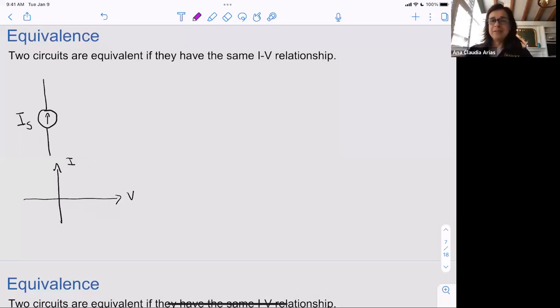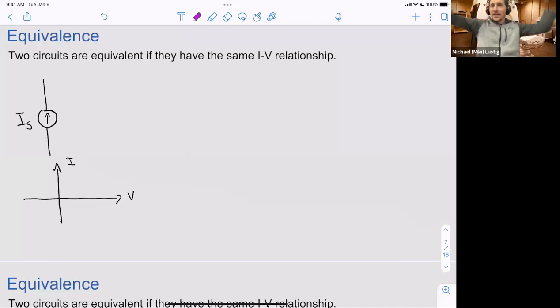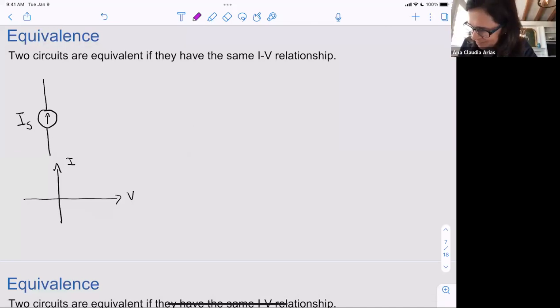Who remembers what the IV characteristic for the current source looks like? A horizontal line. Very good. So I say, okay, this is a horizontal line where it crosses the axis. This is the value of Is that is going to be set, because you go there and set it. You have worked in the lab now to know that you can set the voltage, set the current, right?